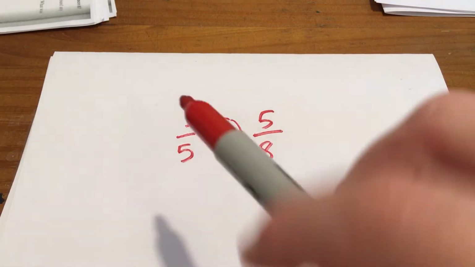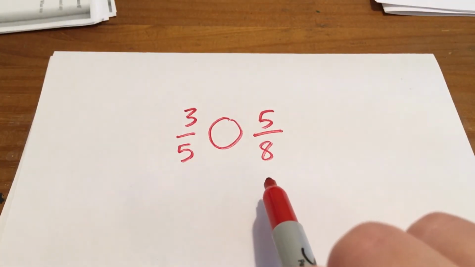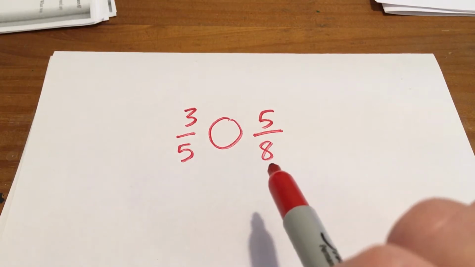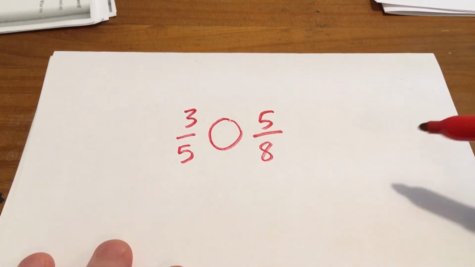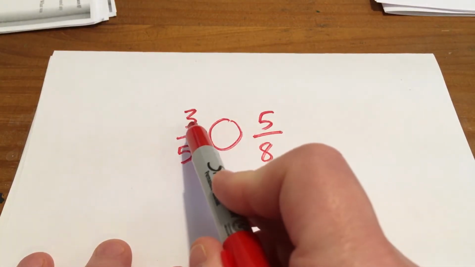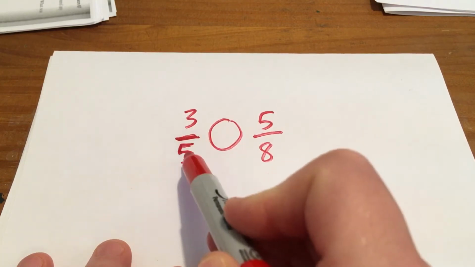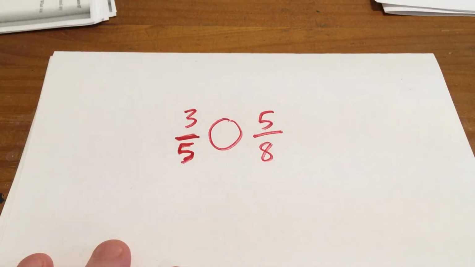Okay, so 3/5 compared to 5/8. Which one's smaller? Which one's less? Which one's greater? What you have to do is change these to decimals. So this is read as 3 divided by 5. To take a fraction and turn it into a decimal, you have to divide it.